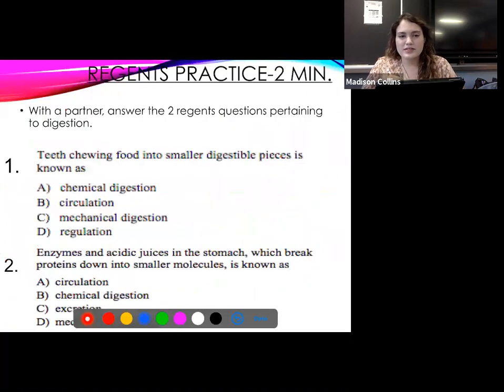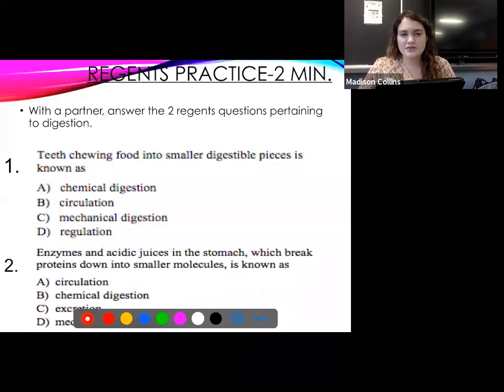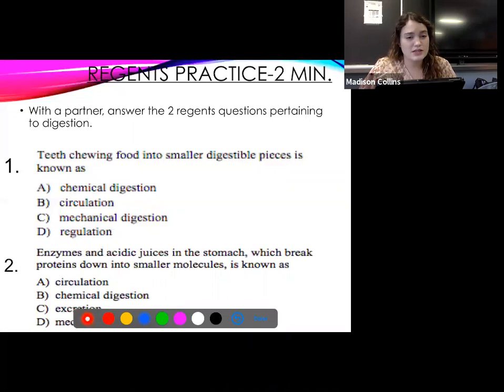So before we go over this, I want to give you two questions to see if you can figure out what mechanical and chemical digestion are. So the first question here is, teeth chewing food into smaller digestible pieces is known as what? And question number 2 is, enzymes and acidic juices in the stomach, which break proteins down into smaller molecules, is known as what? So go ahead and write down your two guesses for those answers, and then we'll go over them together.